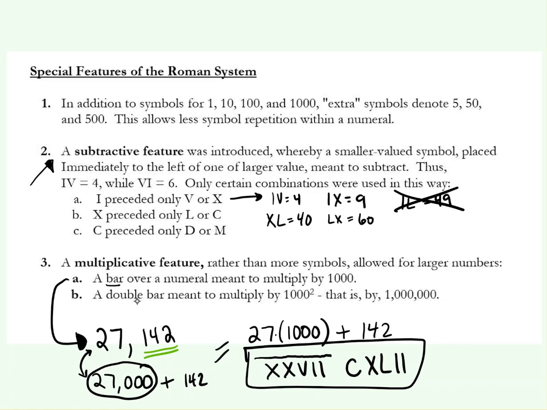Now, if you've got a double bar, that means multiply by a million. So if we were expressing 27 million, we would write the number for 27, XXVII, with two bars, and that would be 27 million.